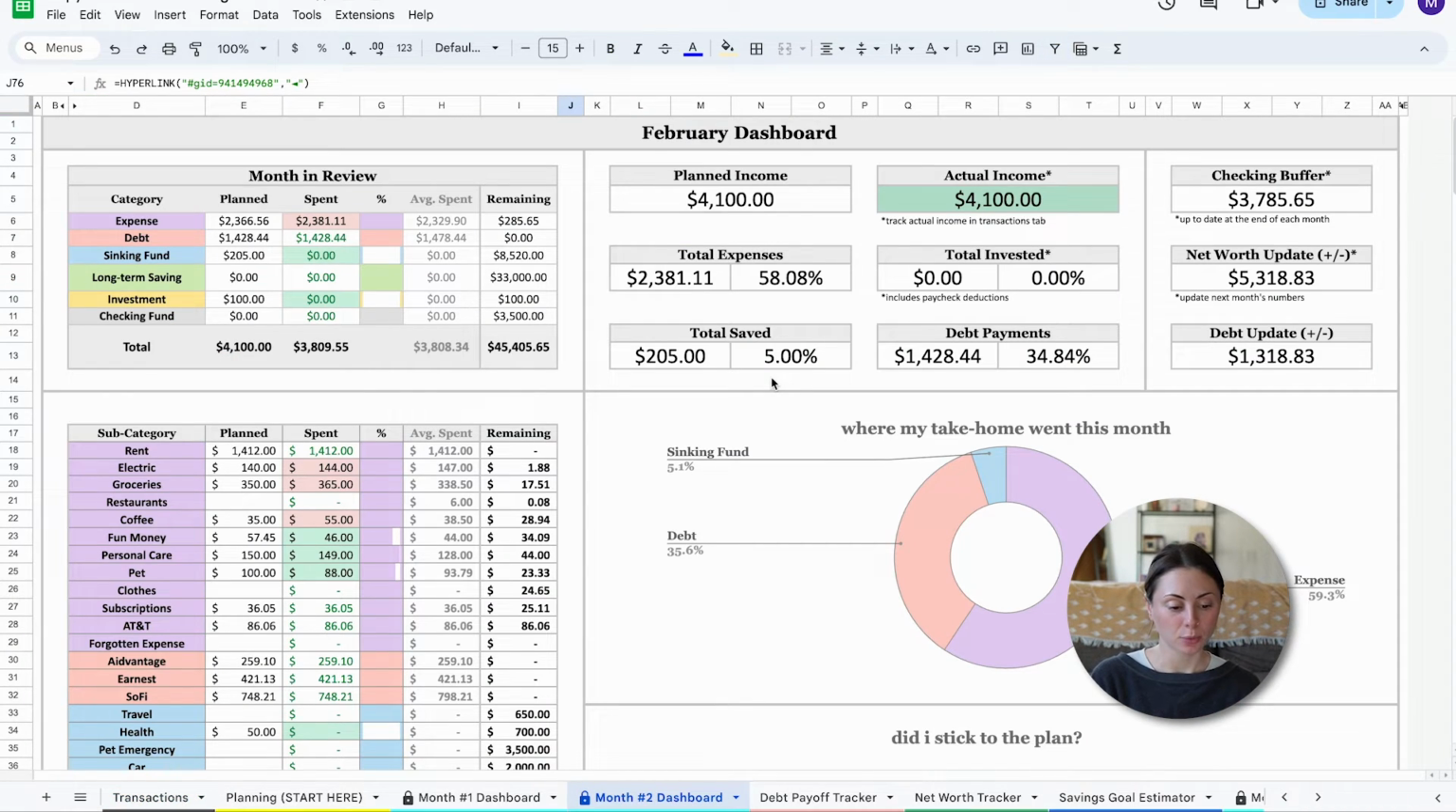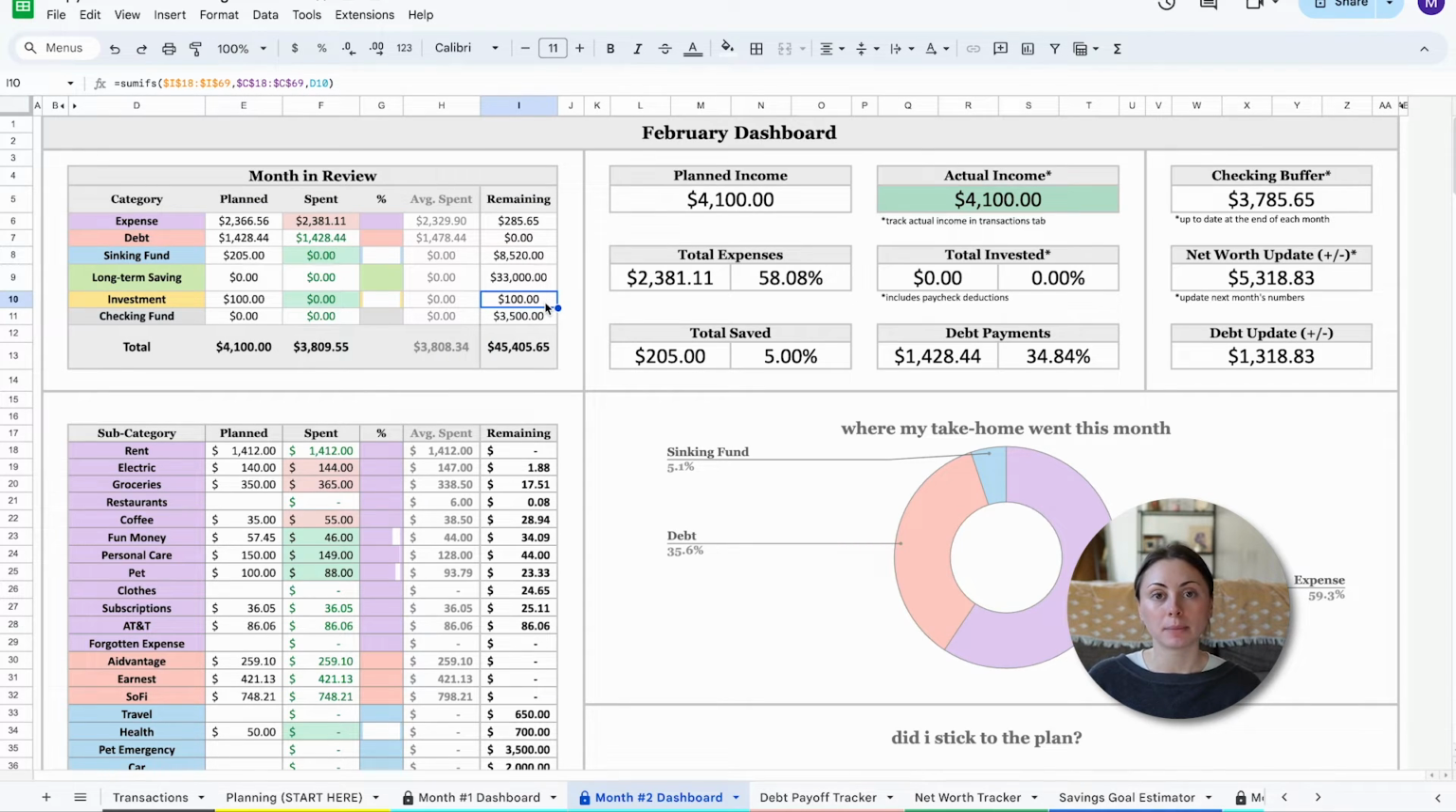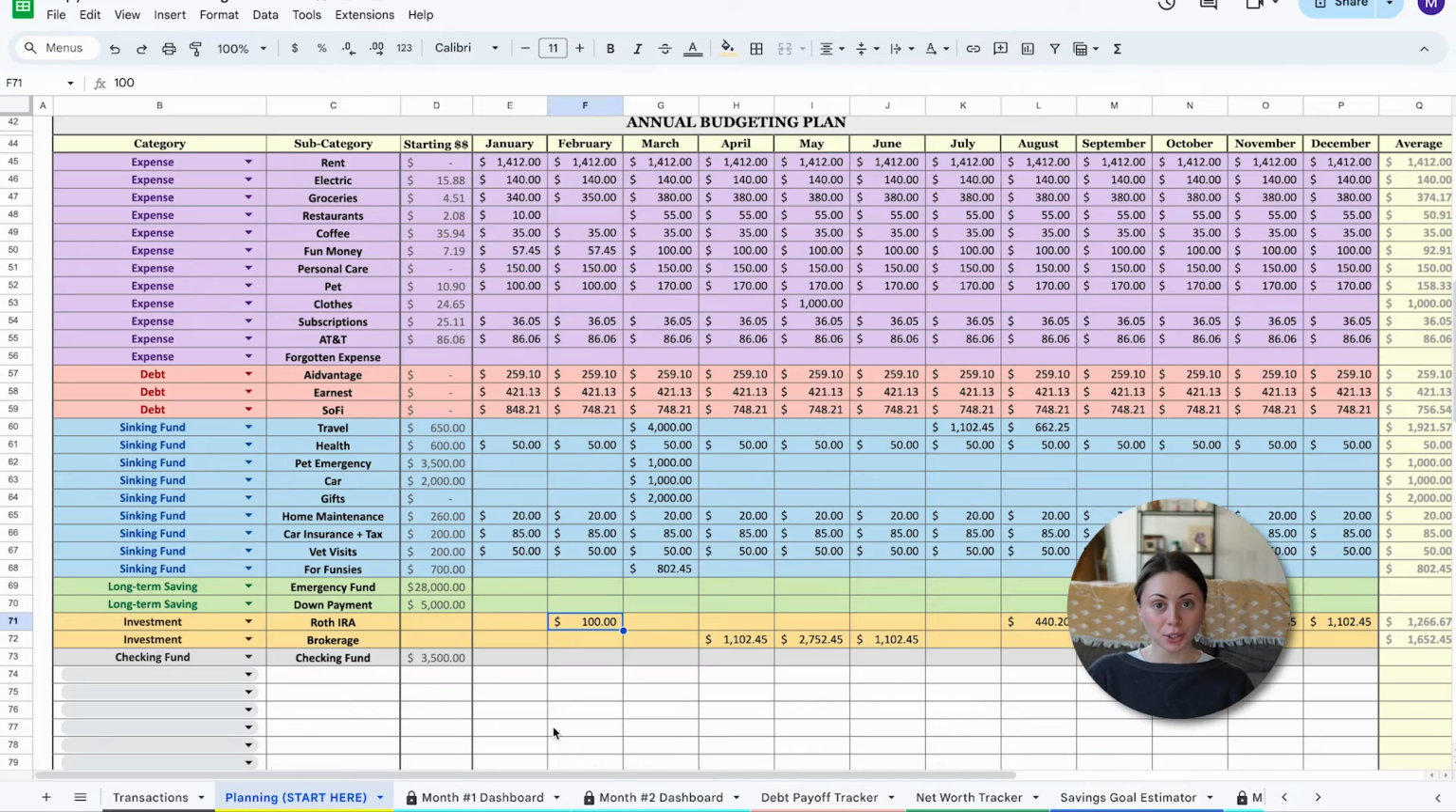Here's the February dashboard. We'll go through this way more quickly, but I just wanted to give a couple of notes. The first is looking at the month in review, I see that I have a remaining item in my investments. What this is telling me is that I allocated money towards investments, but I didn't either track it or actually invest. What I would do is go into my planning for February and see I had $100 planned for my Roth IRA. If I know that that is just savings towards my Roth IRA, I'm good to go. I don't need to invest it because it's just saving. It's kind of like a sinking fund, but I'm just putting it in investments.